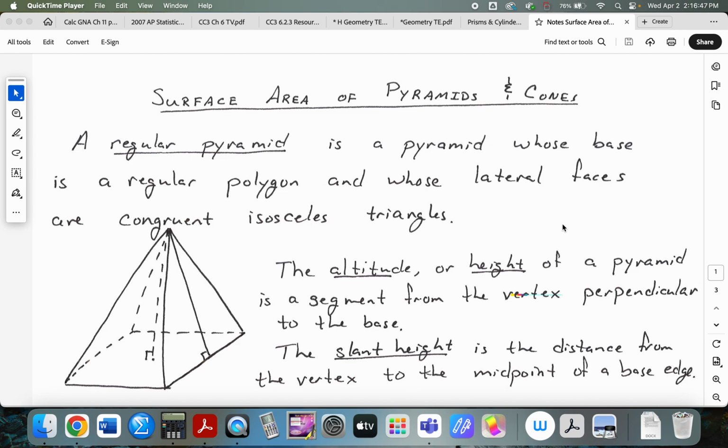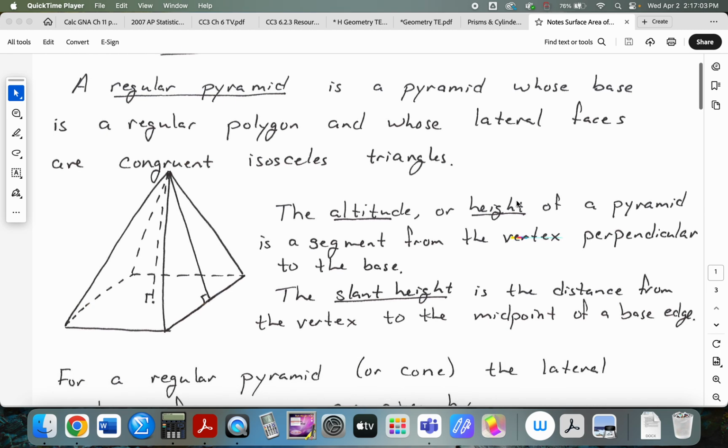All right, so first of all, a regular pyramid is a pyramid whose base is a regular polygon, like a square or a regular hexagon or an octagon, something like that, and whose lateral faces are congruent isosceles triangles.